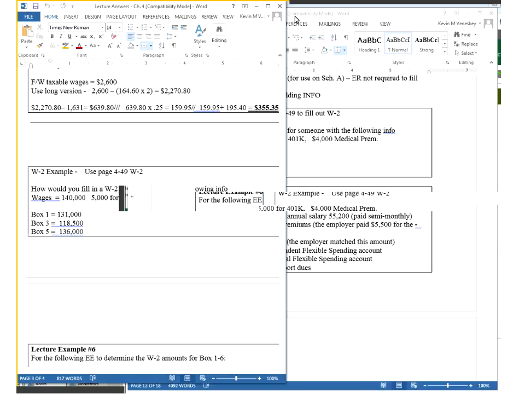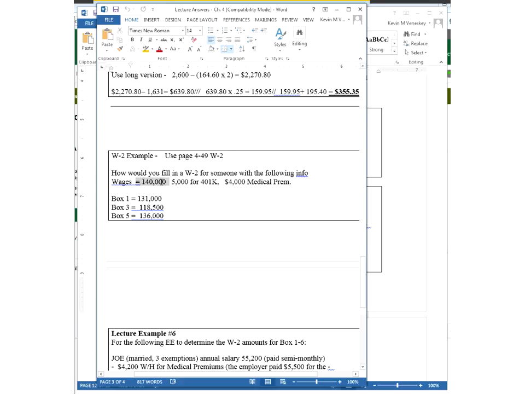Okay, the answers for this one. Couple key things with the box 1 wages. You always start with your gross wages, and then you can subtract out your retirement money and subtract out any other cafeteria type plans that you have, including money put away into a medical premium. So we only have taxable wages of $131,000.